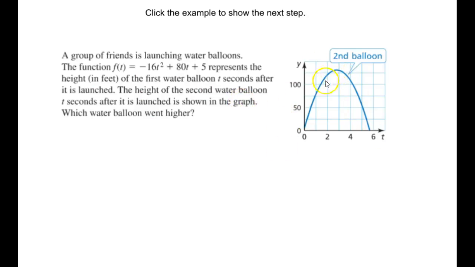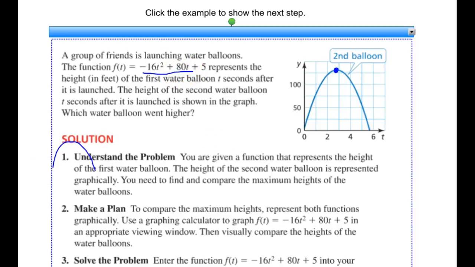Which one went higher? Well, I know that this first one still has this negative value, so it's going to open downward, kind of like this, and I see that this one has its maximum point about here. So in order to compare these, I have to find the maximum of this first water balloon. So that's what we're doing here.